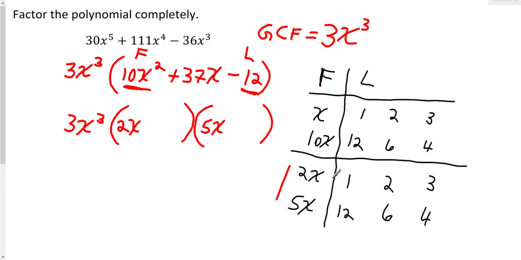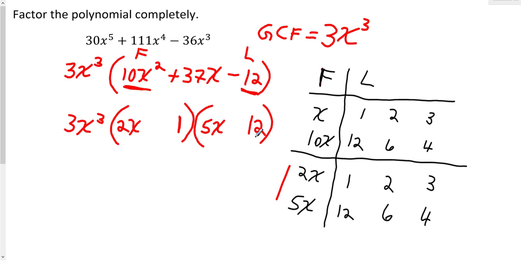Let me see. If I'm going to use the 1 and the 12, I cannot put the 12 here, because 12 and 2 have a common factor of 2, and I've already taken out the monomial GCF, so I know that there is no other common factor to take out of this. So if I'm going to try 1 and 12, the 12 would have to go here, and the 1 would have to go here, because the 12 cannot be with the 2. They have a common factor.